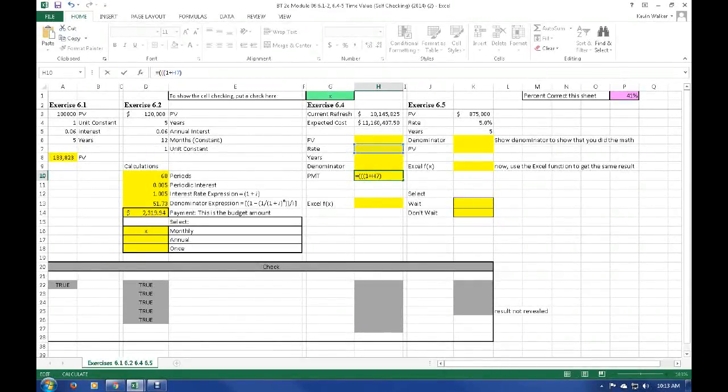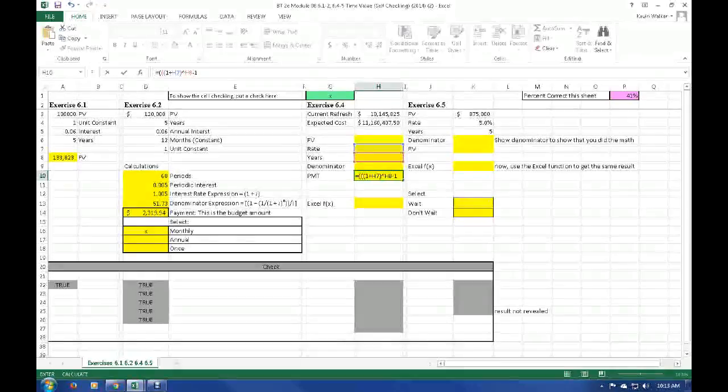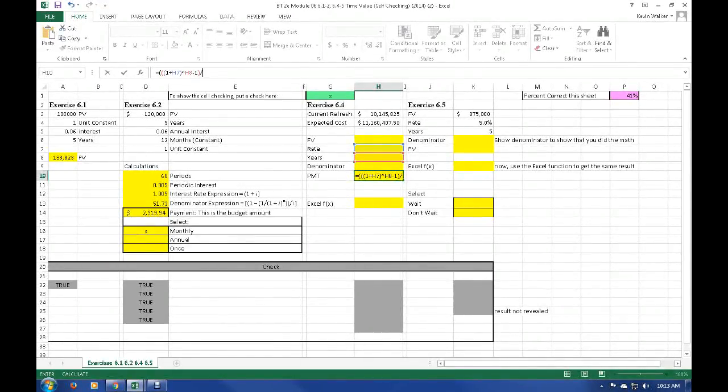You're going to raise that by the number of years minus 1, because you end up with an extra year. Mathematically, you're going to end up with an extra year. So it's number of years minus 1, and then you're going to divide that by the rate. And that's going to give you your payment.